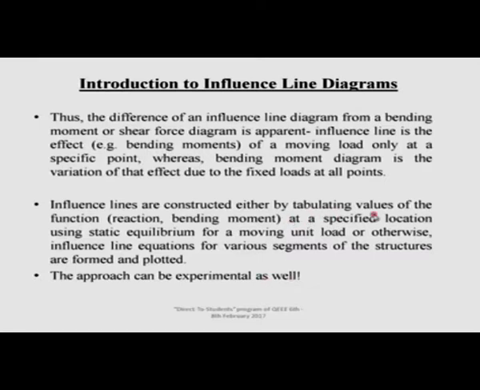One is tabulating values of the function, either reaction, bending moment, etc., at a specified location using static equilibrium for a moving unit load. Otherwise, the influence line equations for various segments of the structure are formed and plotted. That is two ways. One is just to tabulate the values at different discrete locations, or you form the equations of variation and plot them. Both are equally useful.